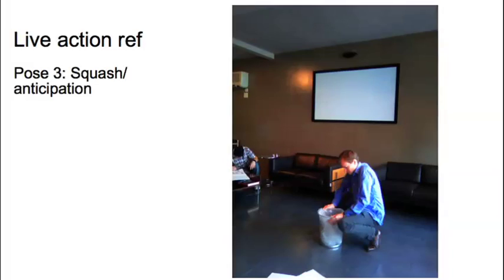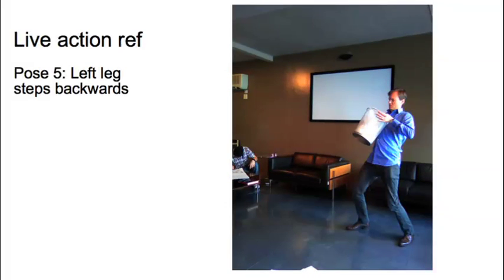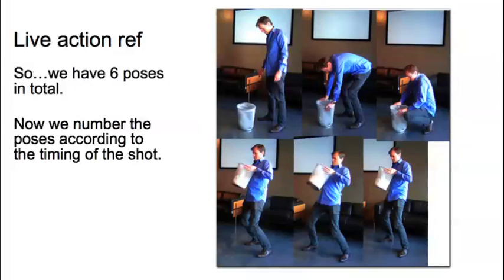There's pose 3, my squash or anticipation position as I bring my weight down and get my arms around the box. Pose 4, the lift, as I lift the box up. And then pose 5 as my left leg steps backwards, and pose 6 as the right leg steps backwards, and then I settle into the final pose. Then I can create a single image with all of these poses on it, and if I like I can print that off and have it in front of me when I'm animating, so that I can see what the action is that I'm doing.